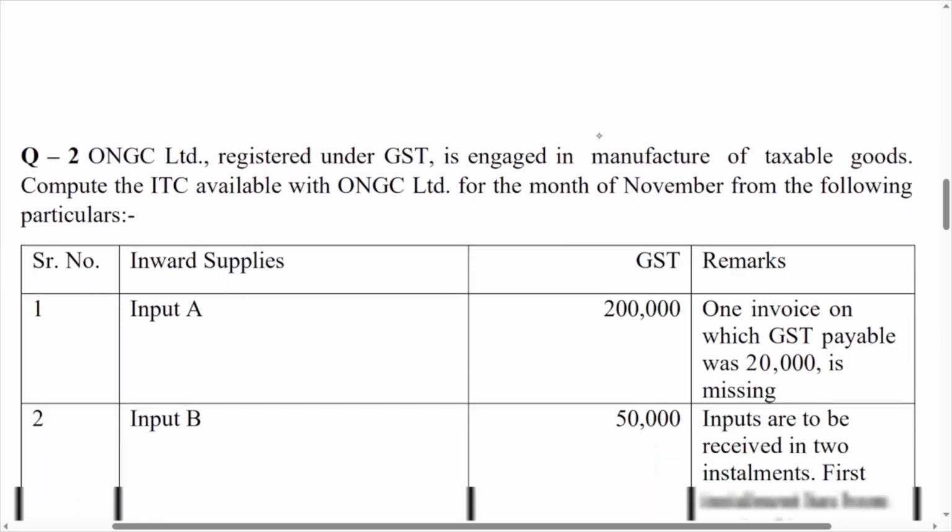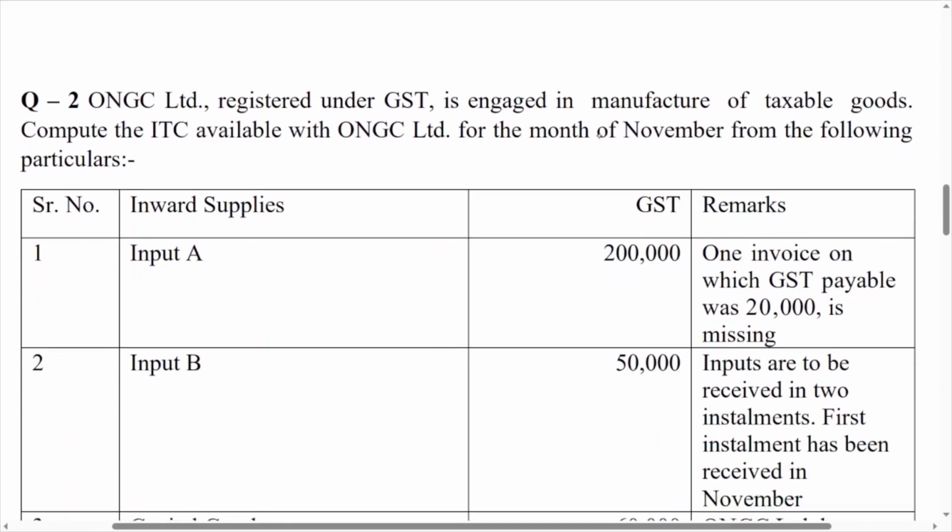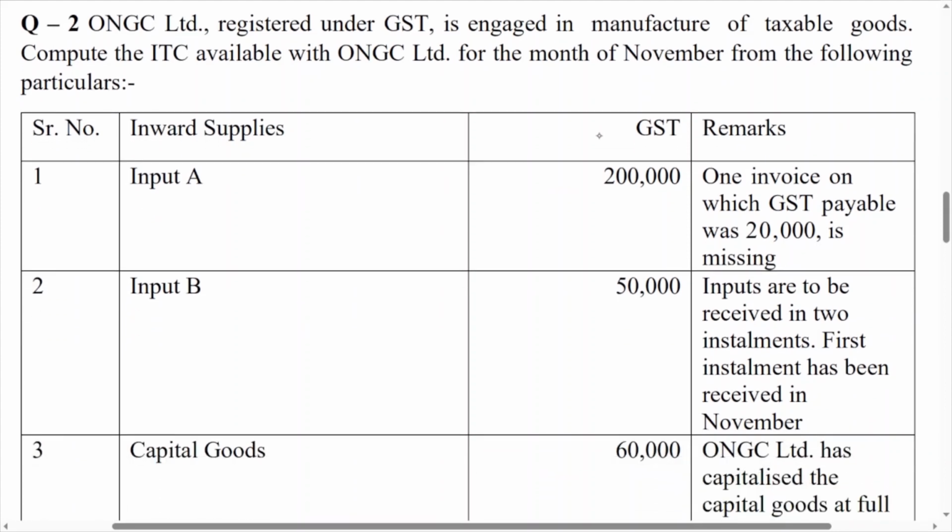Next example. This is also a very easy example. ONGC Limited, registered under GST, is engaged in manufacture of taxable goods. Compute the ITC available with ONGC Limited for the month of November from the following particulars. From the following particulars you have to calculate the ITC available. This is also an example of ITC.